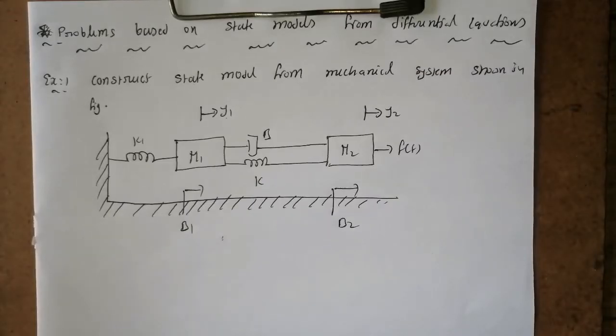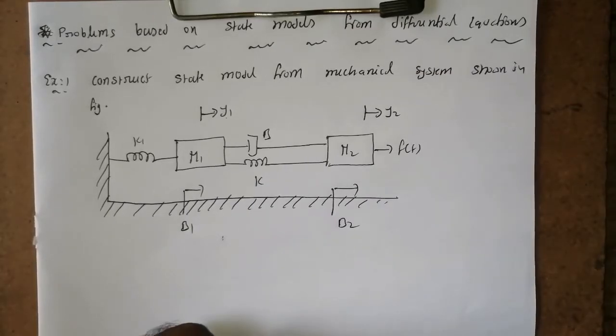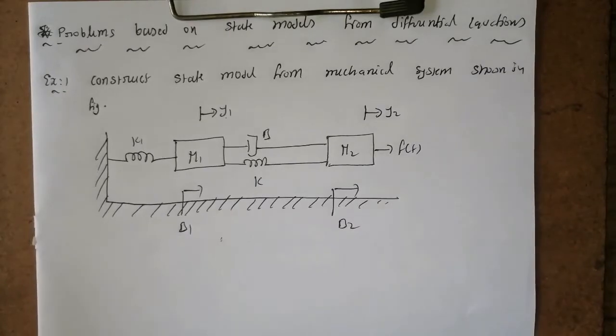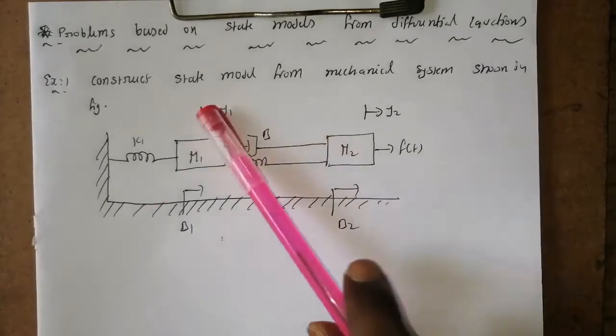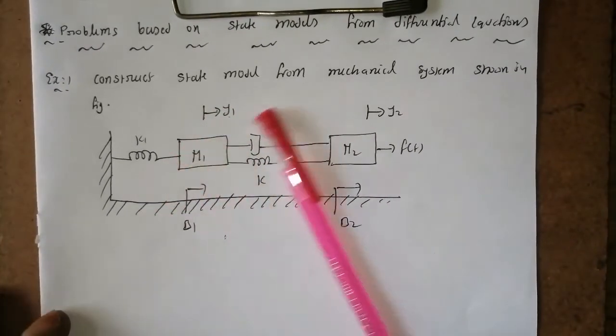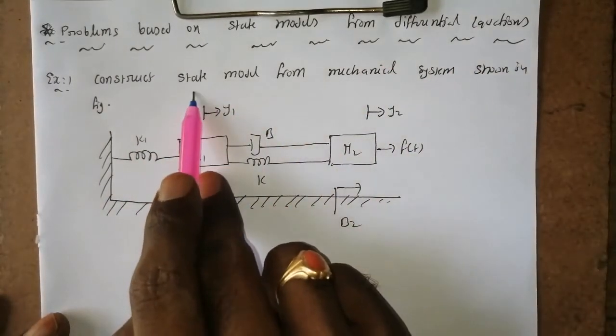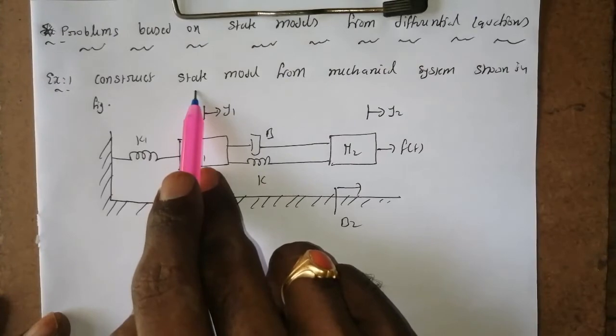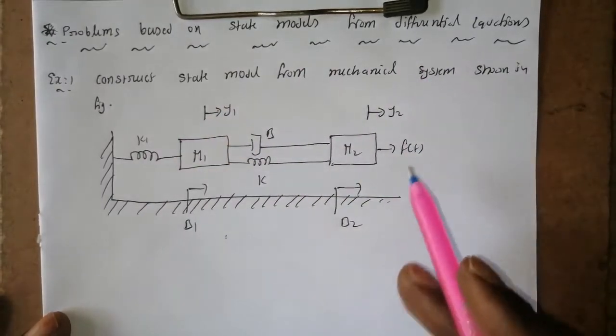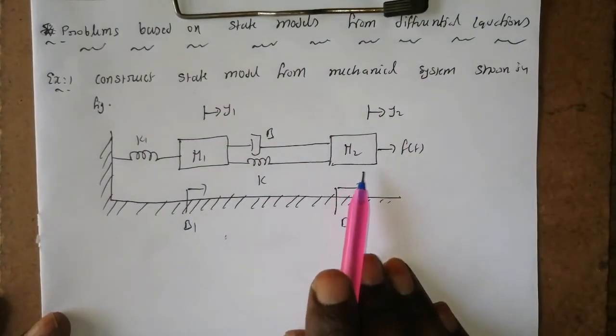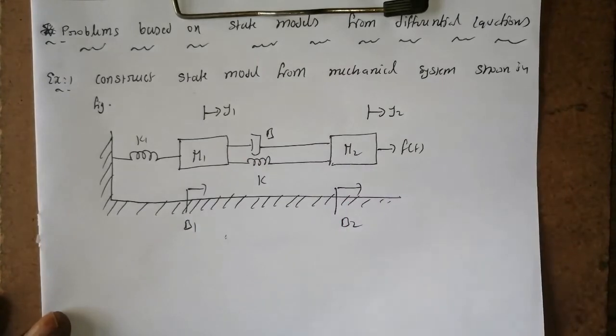So this one is the first method. In the first method, we can obtain the state model from differential equations. See, a problem based on state models from differential equations. The first example is to construct a state model from a mechanical system. First of all, we have to convert this mechanical system to differential equations. From that, we can obtain the state model formation.